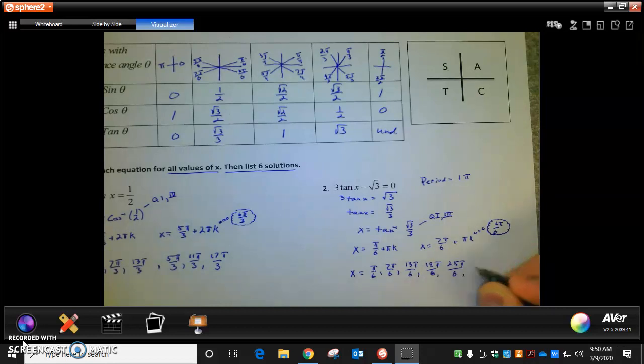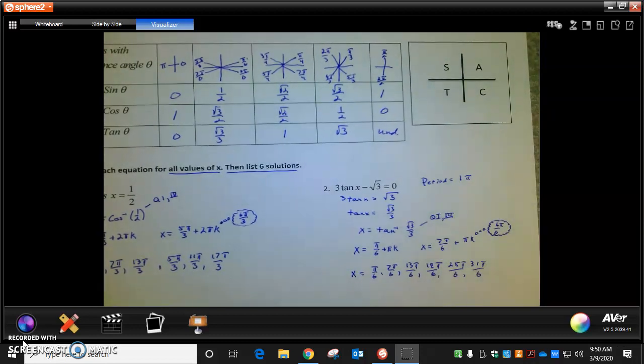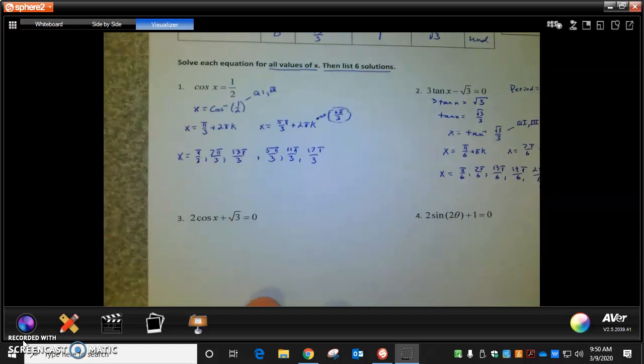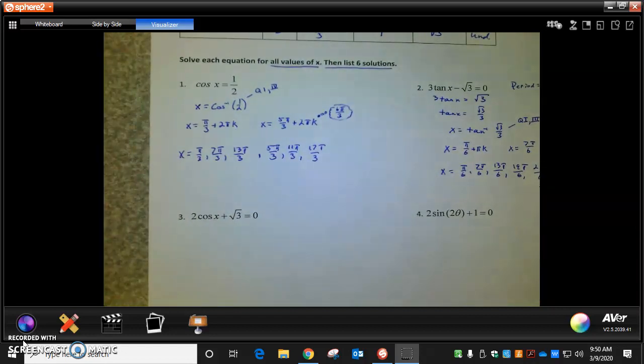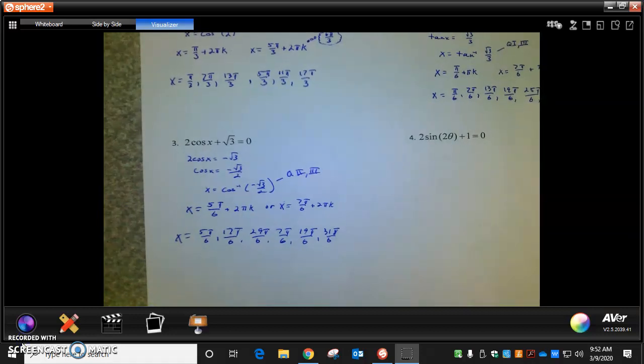25π/6 and 31π/6. Those are 6 solutions that all have a tangent value of radical 3 over 3. Okay? Now, I want you to try number 3. So pause the video, try number 3, and then play the video, and I'll show you the solution.